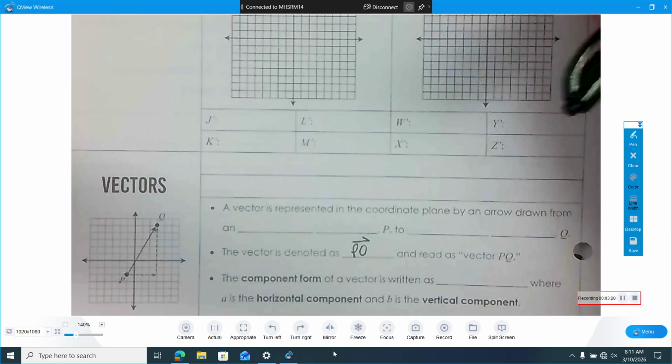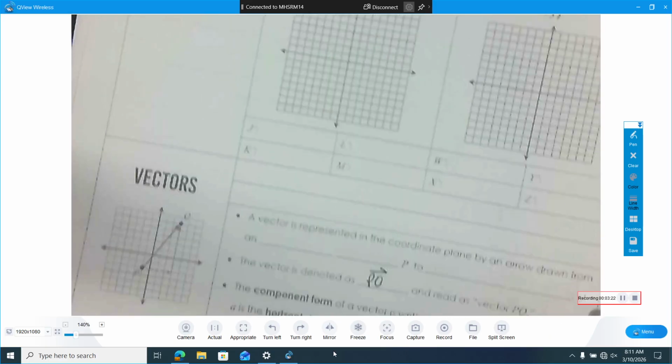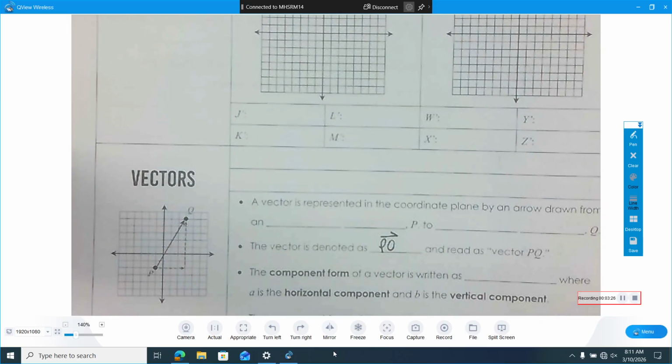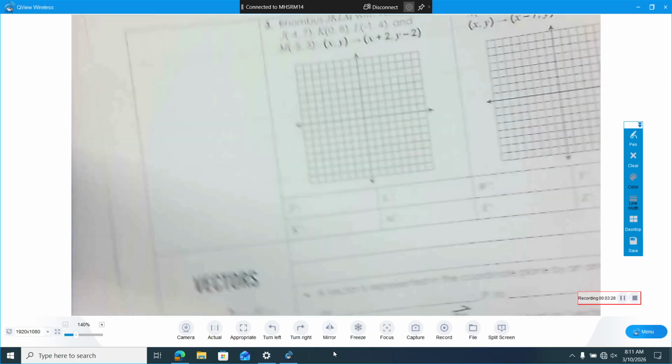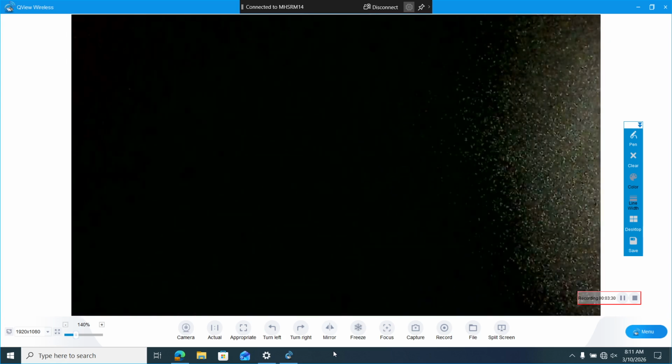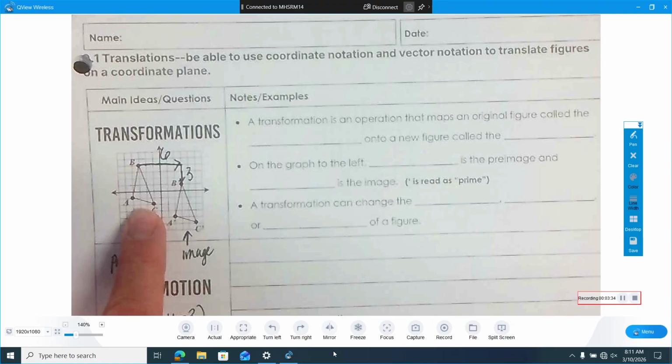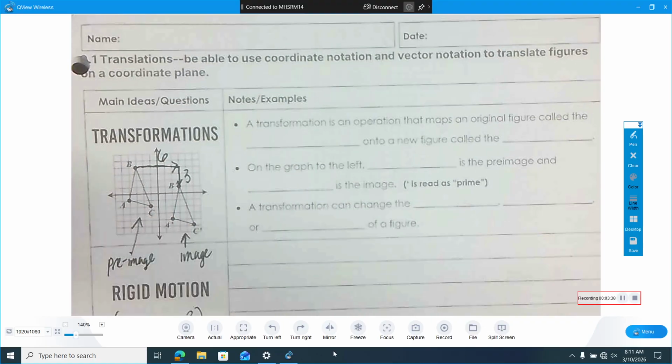So anyway, that was all we did yesterday. Translating moves things horizontally and vertically. Does it change anything about the size of the figure? No. No, it's exactly the same before and after. It doesn't stretch or shrink at all. It's the same size to start with. You might say they are congruent. Okay. So turn the page.